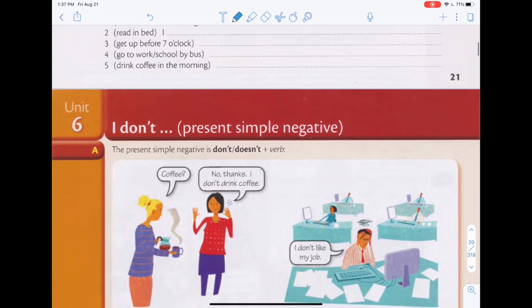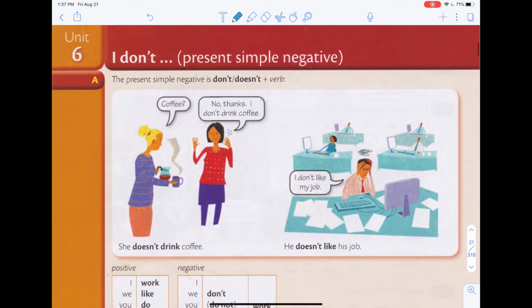Now let's take a look at Unit 6. This one, we are going to do present simple, negative. Negative means not happening. So how do you do present simple negative? How do you turn a sentence, or how do you say something that does not happen? You use the word don't or doesn't and the verb.